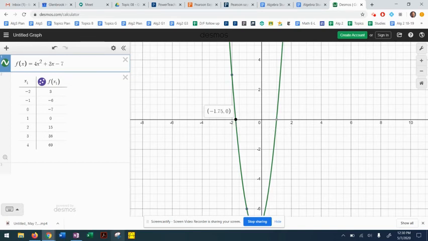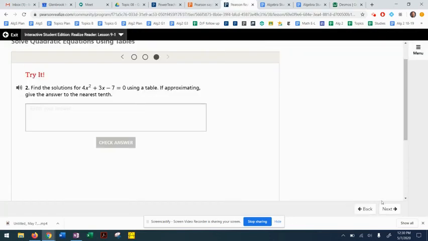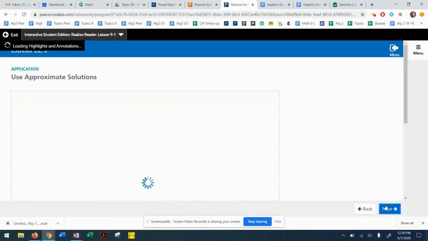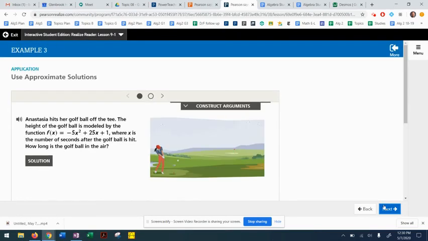Okay, example 3, the next part of the lesson here. Let's go on to the next slide. It says, Anastasia hits her golf ball off the tee. The height of the golf ball is modeled by this function, where x is the number of seconds after the golf ball is hit. How long is the golf ball in the air?